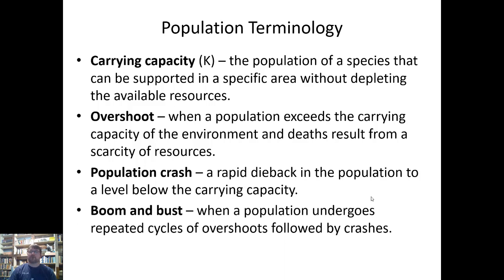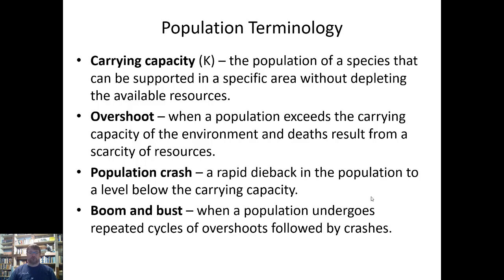Okay, we'll look at this. A lot of populations do this often. They're called boom and bust populations. So they'll explode, send out tons of seeds, population grows very rapidly, overshoots carrying capacity, crashes.